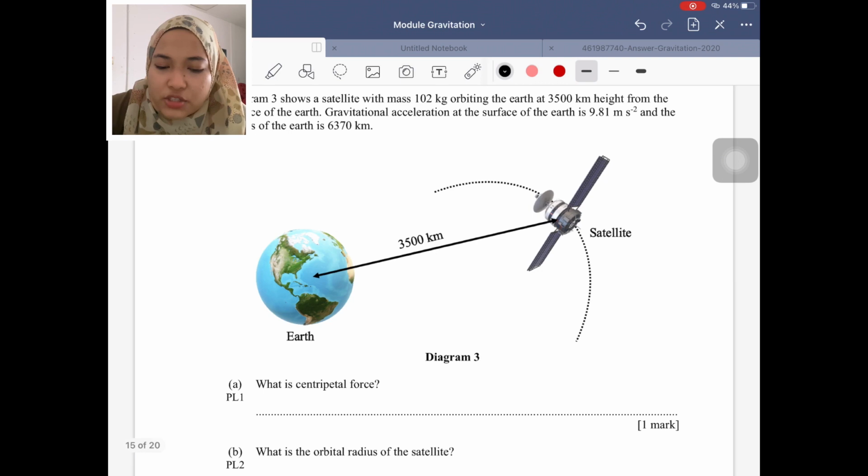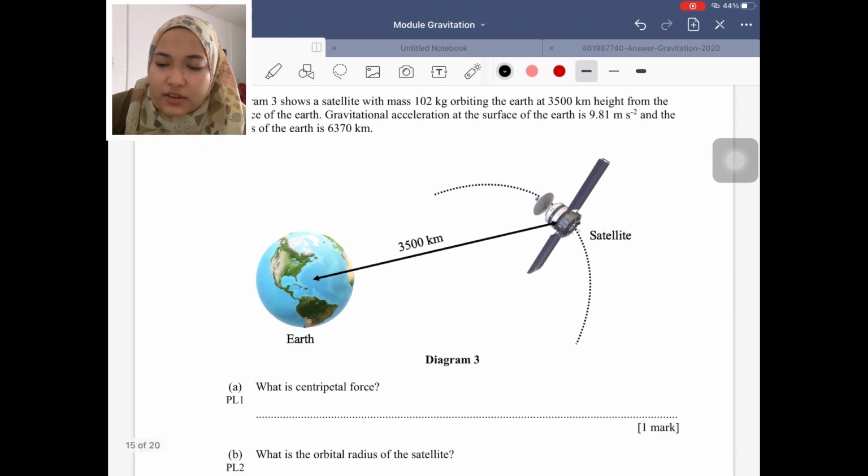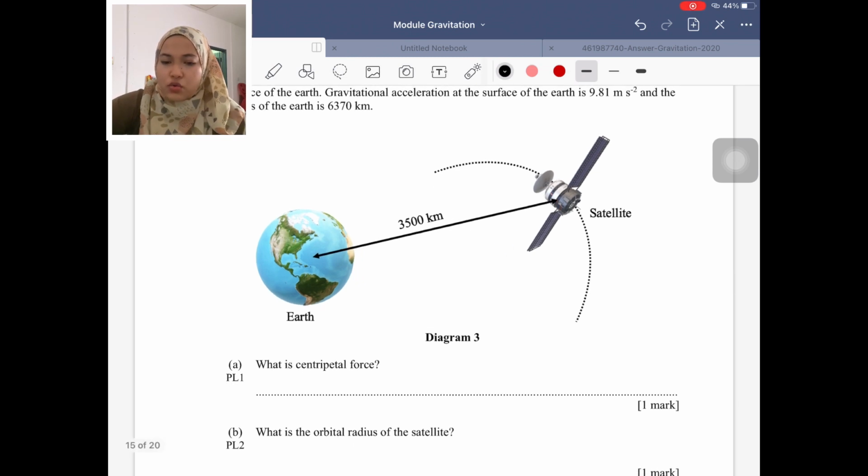So diagram 3 shows question number 5 already. Okay, so diagram 3 shows a satellite with mass 102 kg orbiting the earth at 3,500 km height from the surface of the earth. So gravitational acceleration at the surface of the earth is 9.81 meter per second squared, and the radius of the earth is 6370 kilometer. Alright, so what is the centripetal force?